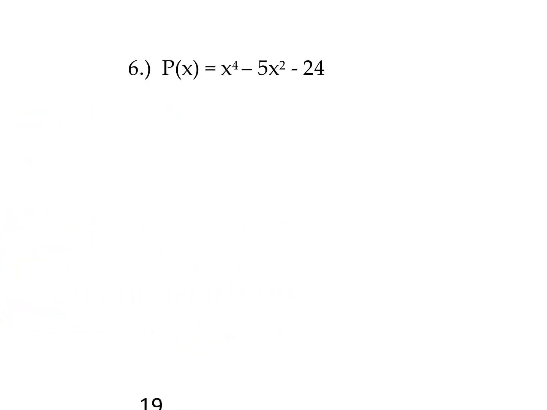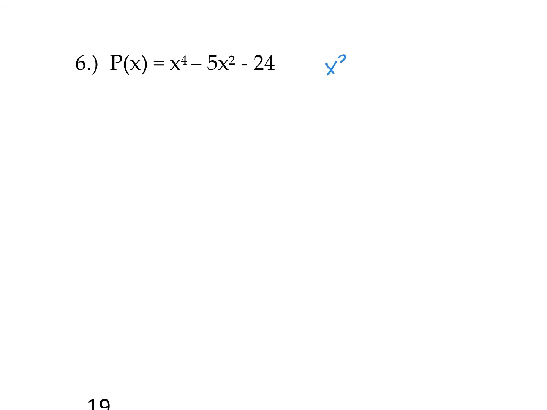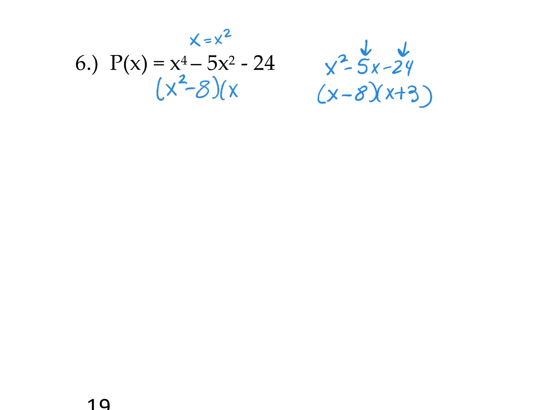All right, let's look at number 6. Now this is similar to the first one, where I want to think about this like a trinomial. So really I'm going to think about it as x squared minus 5x minus 24. And everywhere I see an x, I'm going to end up replacing it with an x squared. So I need to think about two numbers that multiply to -24 but add to -5. So that'd be -8 and +3. So this will factor into x squared minus 8 times x squared plus 3.